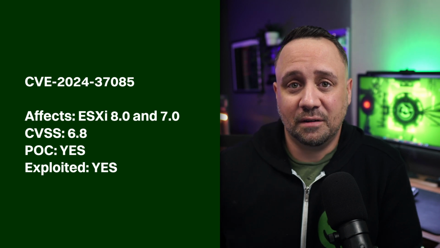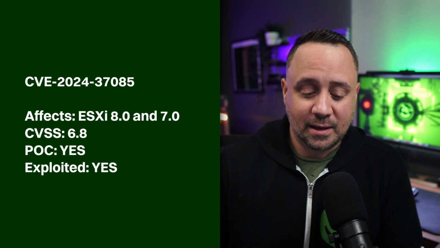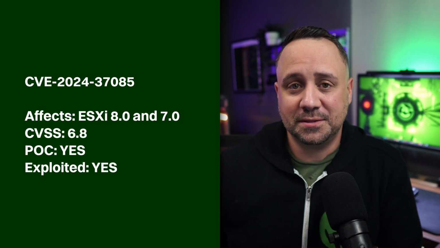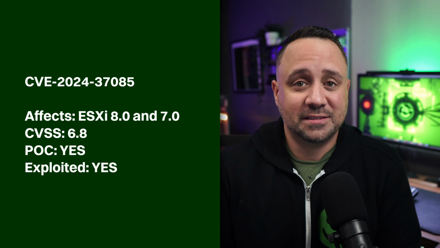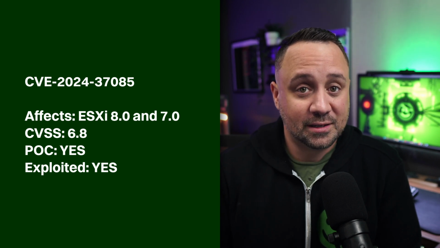Microsoft put out a blog post about an ESXi vulnerability that is being exploited right now by ransomware groups. This vulnerability has a CVE of 2024-37085, and it affects specifically ESXi 8.0 and 7.0. It has a CVSS score of 6.8. There's proof of concept for this, and it's actually being exploited, as I mentioned, in the wild.